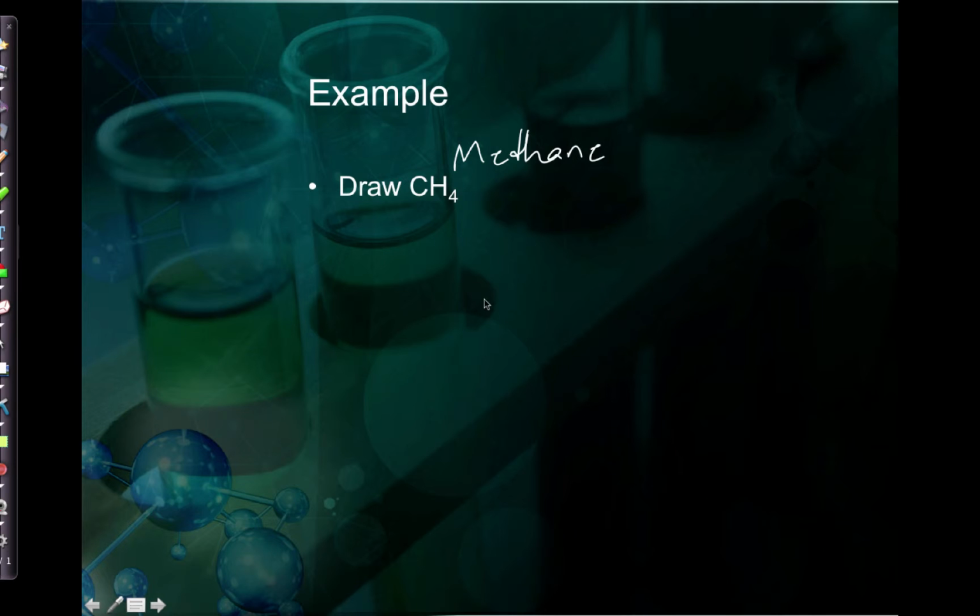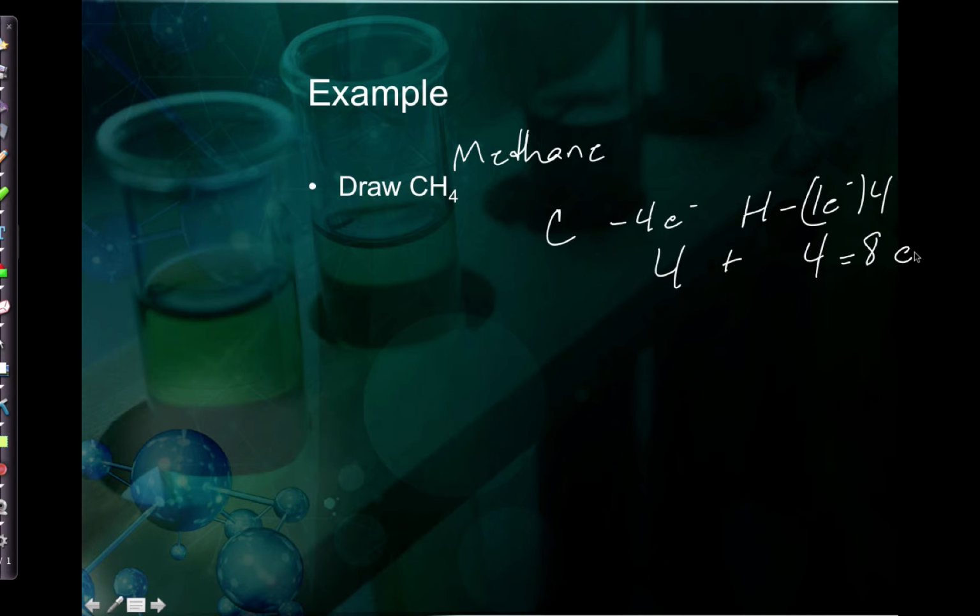So the first thing I want to do is find out how many electrons I have available. For carbon, I have 4 valence electrons because it's in group 4. Hydrogen has 1 electron, and there are 4 of those. So I have 4 here, and then I have another 4 here. So I have a total of 8 valence electrons available for bonding.